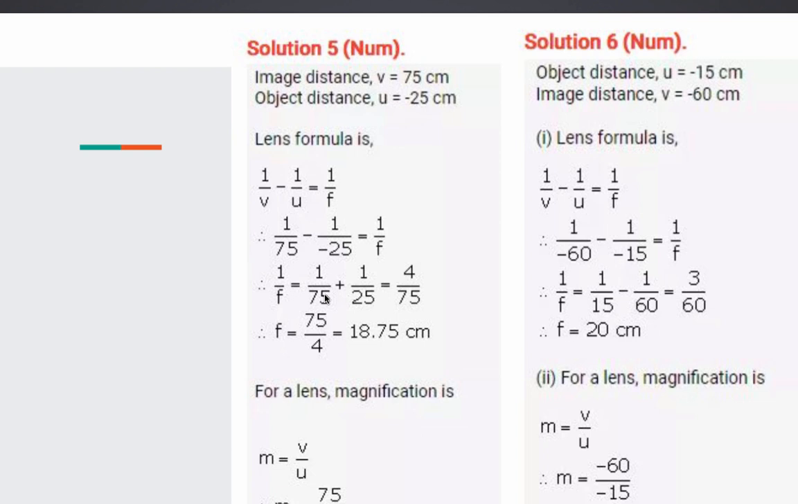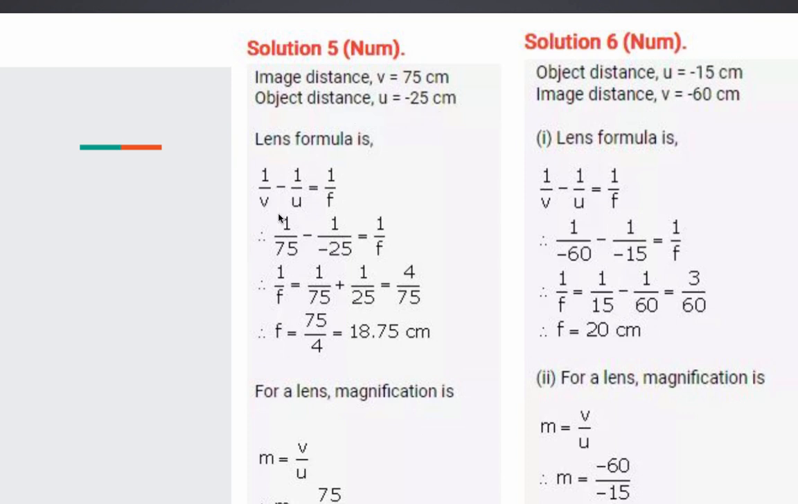A convex lens is used to form an image of the object on a screen placed at a distance 75 centimeter from the lens. Where is the screen placed? Where is the image formed from the lens? At a distance 75 centimeter from the lens. So this is V. What will be U? 100 minus 75, that is 25 centimeter. Now why am I taking U negative, students? Because the object is always placed in front of the lens. So I'll have to take this as negative. Clear? So this part is clear, students. Total distance was there, so V is positive, U will be taken negative.